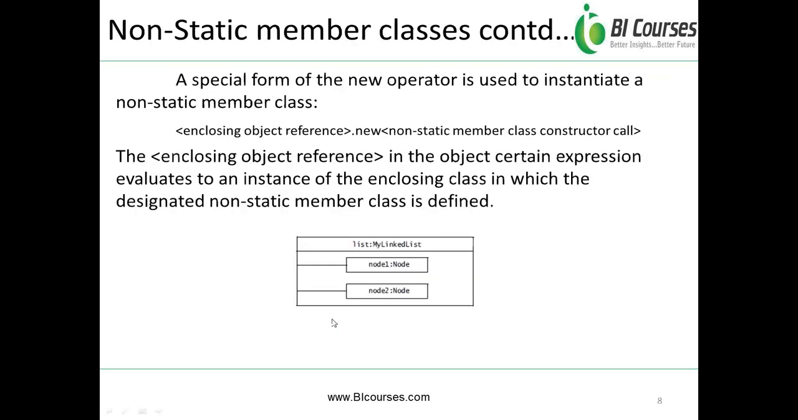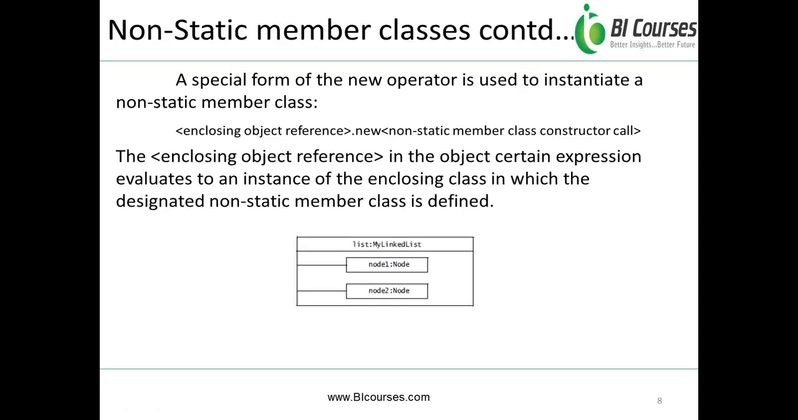Okay. A special form of the new operator is used to instantiate a non-static member class. As we already said, it needs the enclosing class object: the enclosing object reference, dot, new, non-static member class. In the static member class we just used the class name, like list pool dot my linked list dot node, whereas here we need to create an object of the enclosing class, dot new of this inner non-static member class. This enclosing object reference in the object creation expression evaluates to an instance of the enclosing class in which the designated non-static member class is defined.